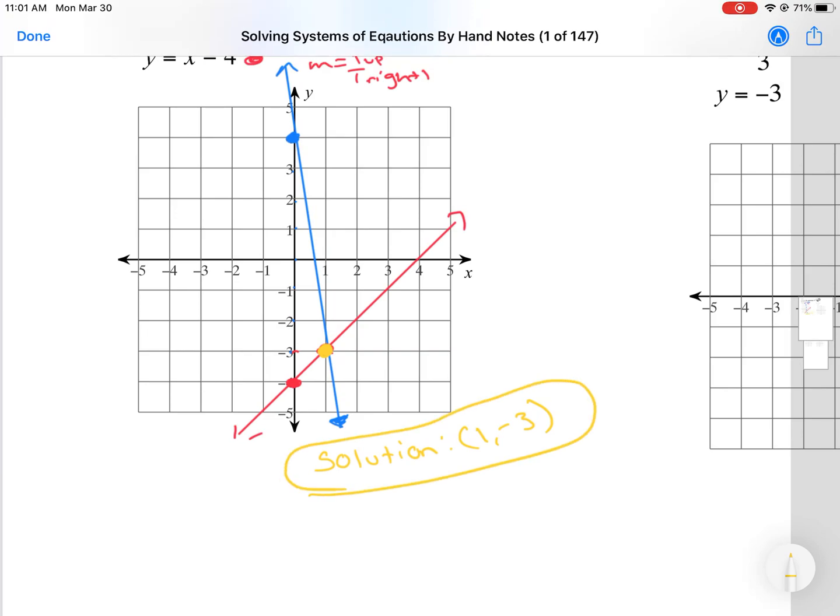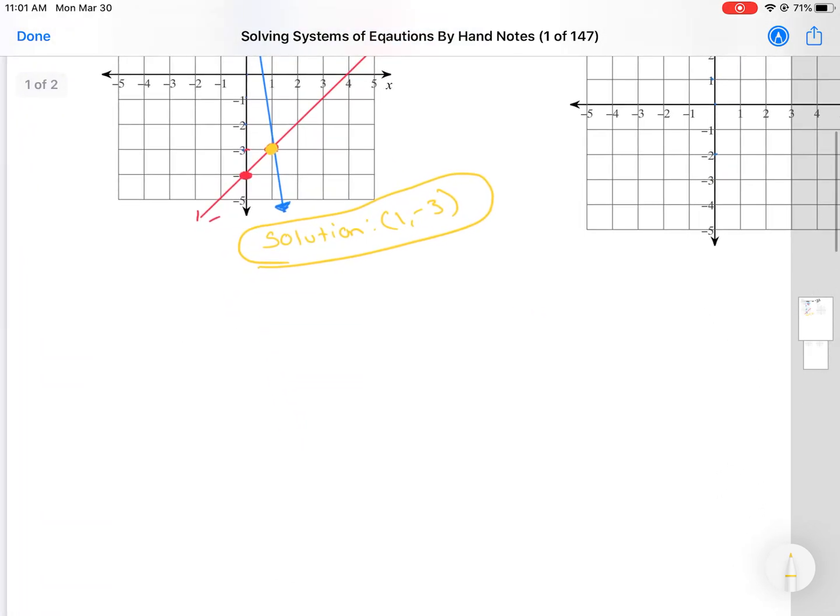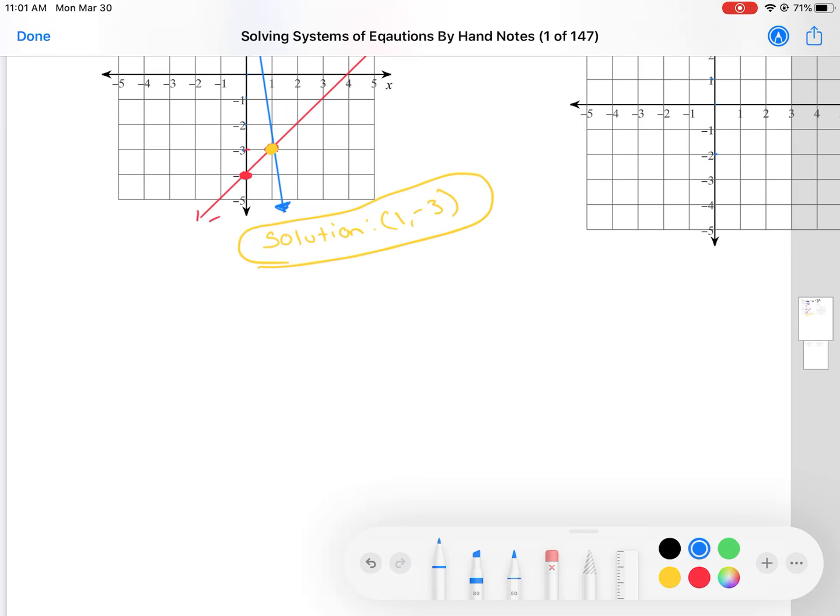So this is my solution to this graph, because that's where those 2 lines intersect. And that point is (1, -3). And for all these problems, that's how you write your answers. It has to be as an ordered pair. Sound good?